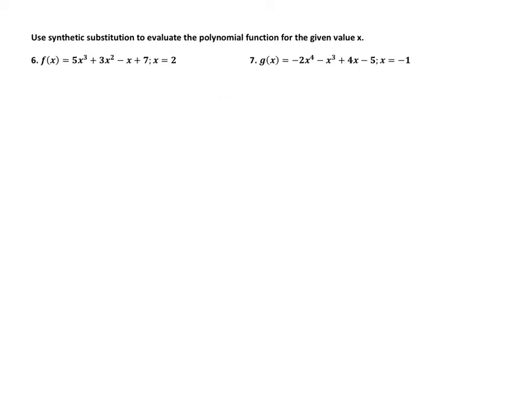So it says use synthetic substitution to evaluate the polynomial function for the given value of x. So we did direct substitution. Now synthetic. Watch what I do here. They're telling me x equals 2, but watch. I copy down 5, 3, 1, negative 1, 7. You just always bring the first number down.